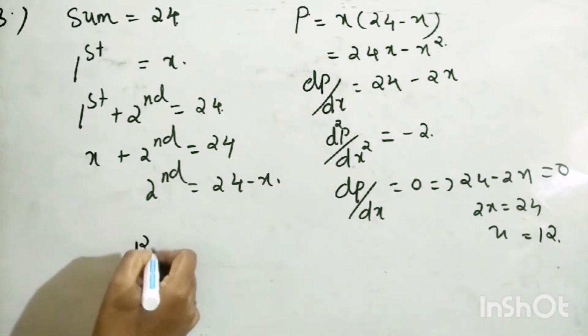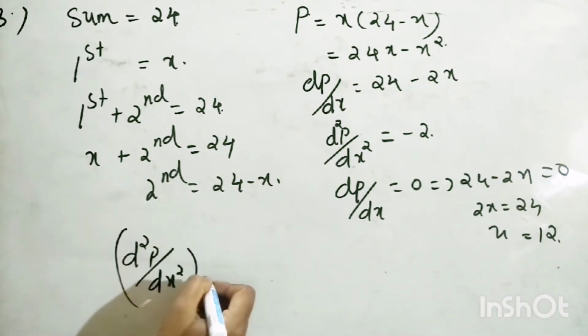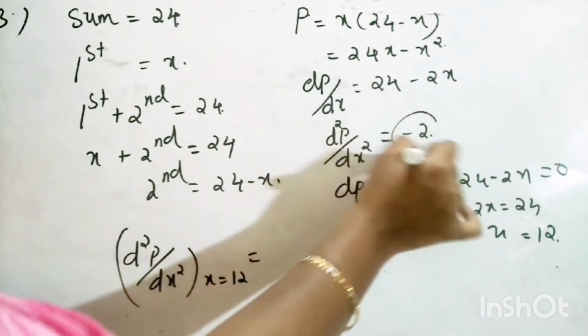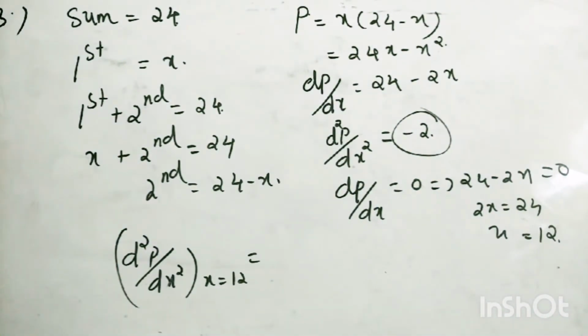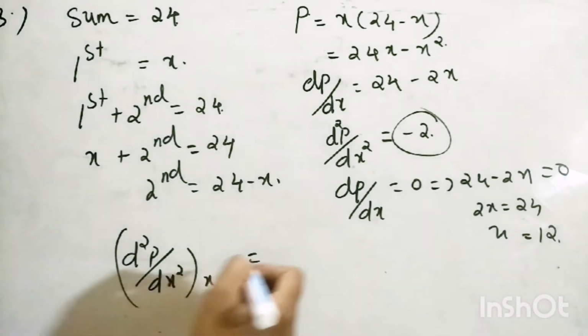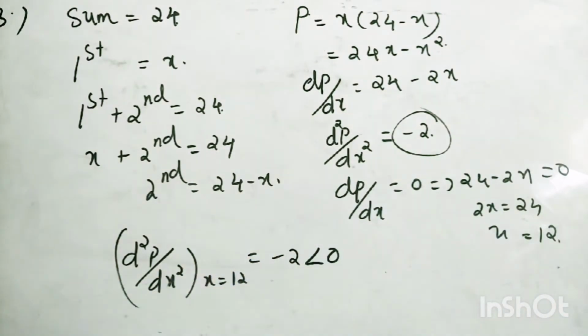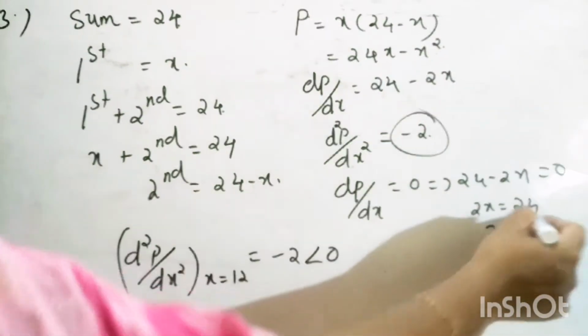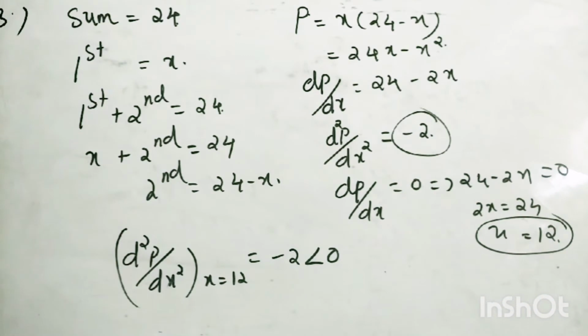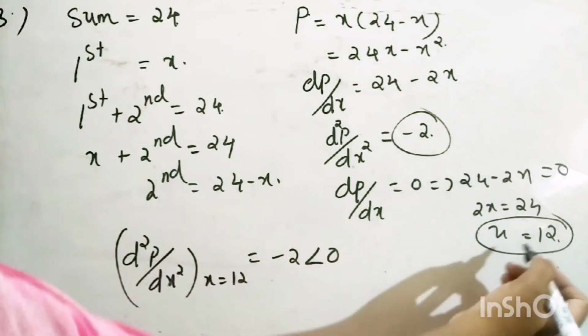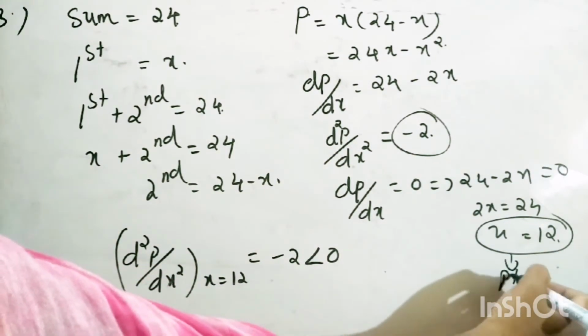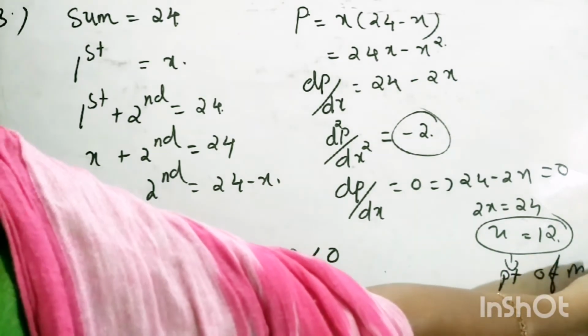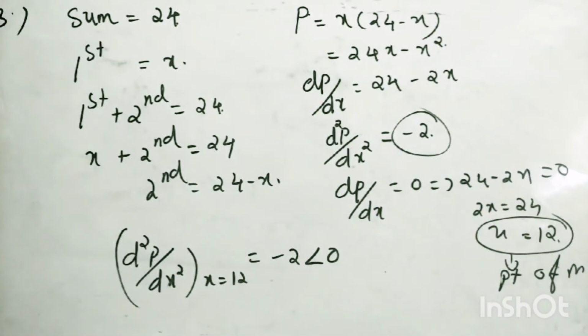Now d square p by dx square at x is equal to 12. Here we don't have any term which contains x, so d square p by dx square is minus 2 itself, and it is less than 0. It implies at x is equal to 12 we have the maximum. So x is equal to 12 is a point of maxima, and the product is maximum when x is equal to 12.